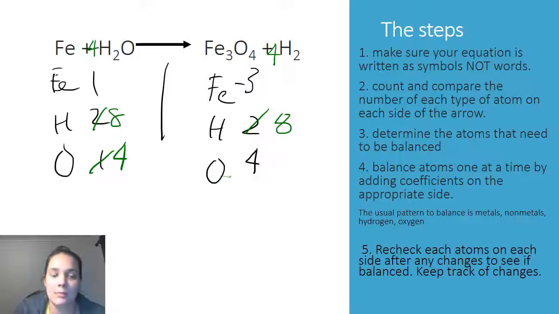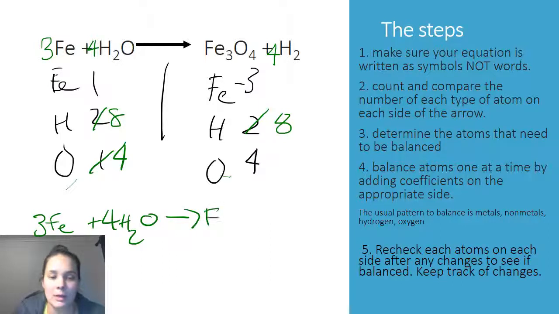Same, not the same. I've got 3 on the right, 1 on the left. All I need to do is add a 3 at the front. 3 times 1 gives me my 3 Fe's. So my equation will be 3 Fe plus 4 H2O gives me Fe3O4 plus 4H2. Remember the difference between the little numbers and the big numbers.